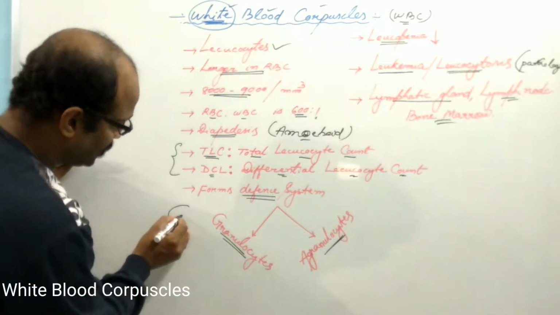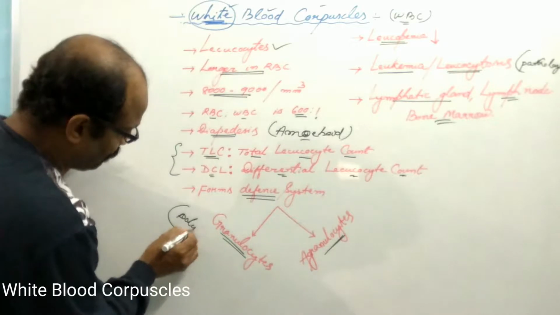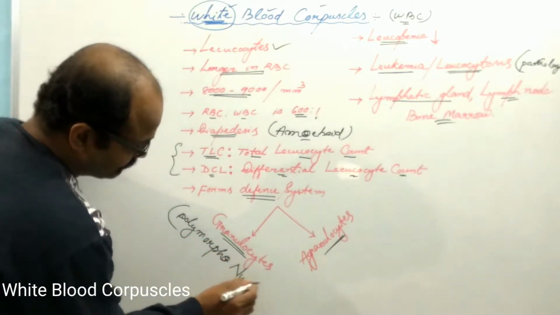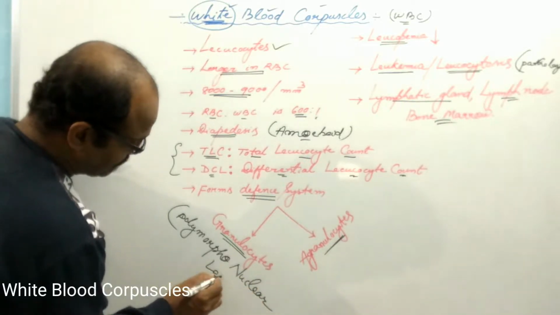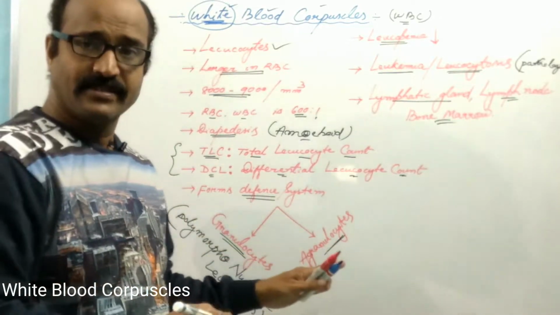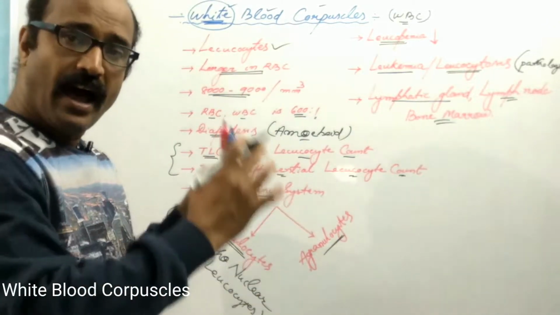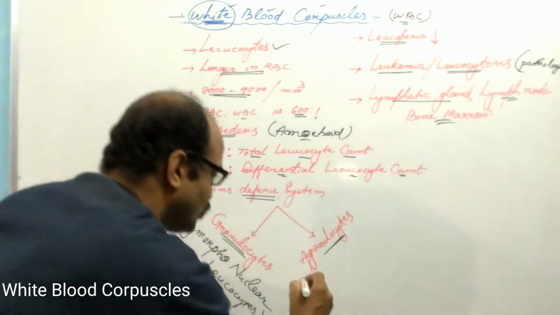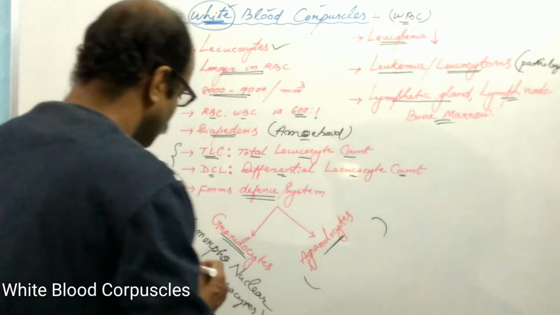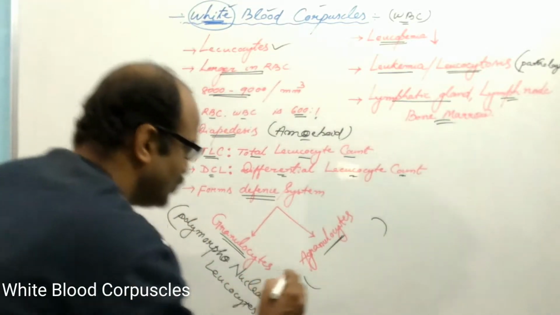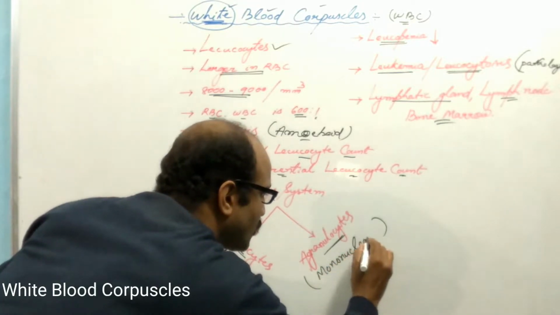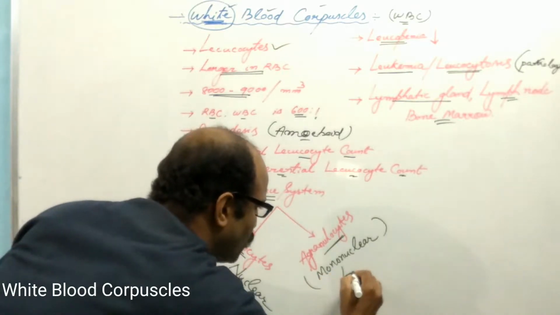polymorphonuclear leukocytes. But in the agranulocytes, the nucleus is single and large, and such agranulocytes are known as mononuclear leukocytes.